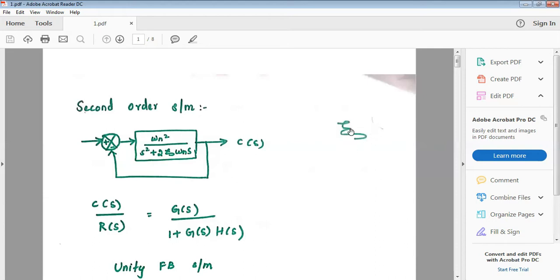So in this function we have zeta and omega n. Zeta is the damping ratio and omega n is the natural frequency of the system. This zeta describes the decay of the oscillation. That is, the definition for zeta is the ratio of actual damping to the critical damping, right? Again, here we have omega n. So omega n is nothing but the natural frequency.